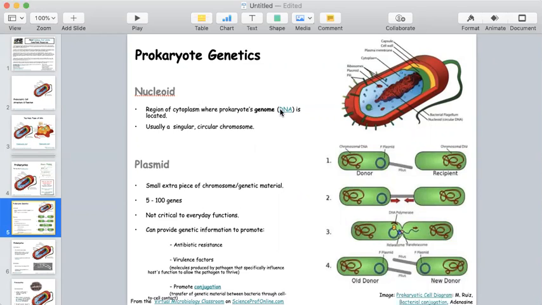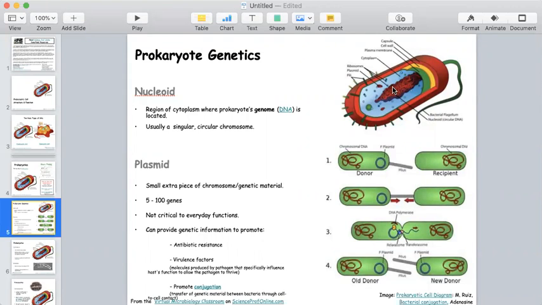Okay, and this nucleoid region is this open area inside of the cytoplasm, right? So if we're looking at this image right here, the blue area is our cytoplasm, which is basically the inside of the cell, right? And so we have this nucleoid region that contains our chromosome.